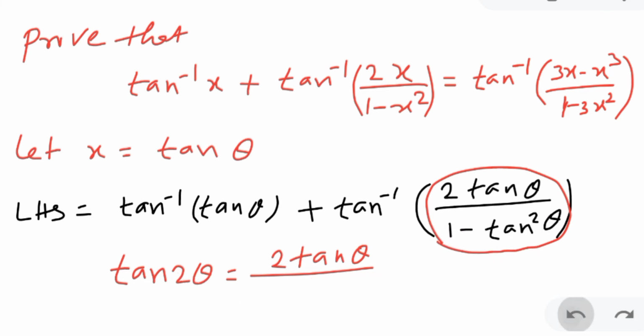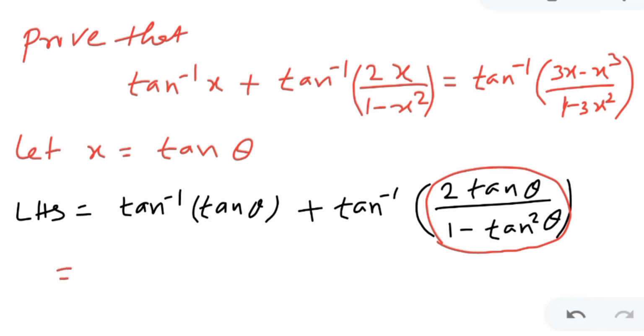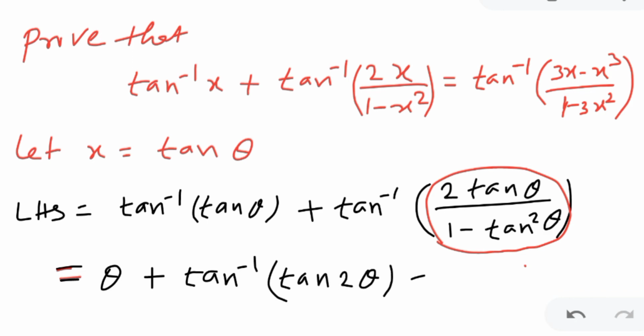Correct? So I will write this as tan inverse tan theta. I will write theta only. Correct? Just now I discussed. Okay, so this will become theta, and this whole term I will write as tan 2 theta, and similarly tan inverse tan 2 theta will be 2 theta. So theta plus 2 theta, I can write 3 theta. Correct? So LHS is 3 theta. LHS I got as 3 theta.